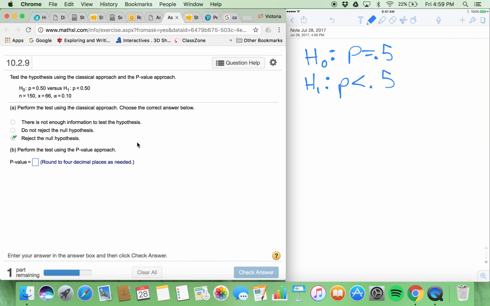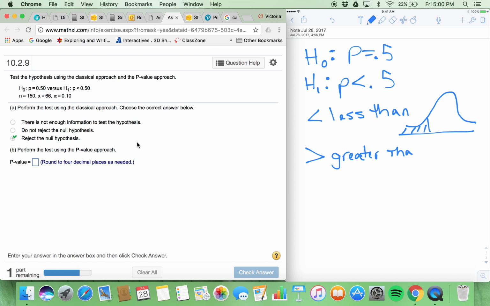So because we have that p is less than 0.5 as the alternative hypothesis, that means we're dealing with a left-tailed test. So just in case you weren't sure which tail to use, less than is a left-tailed test. If you look at your normal distribution, we'd have this left-tailed rejection region. If you have a greater than symbol, then we have the distribution that looks like this, and your rejection region looks like that.